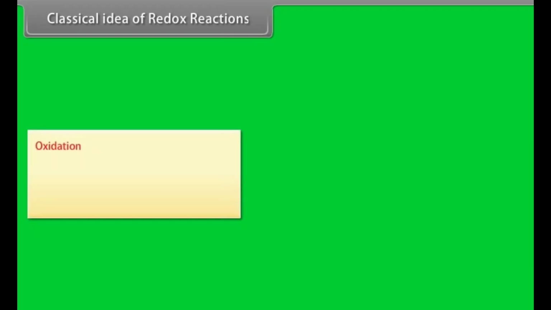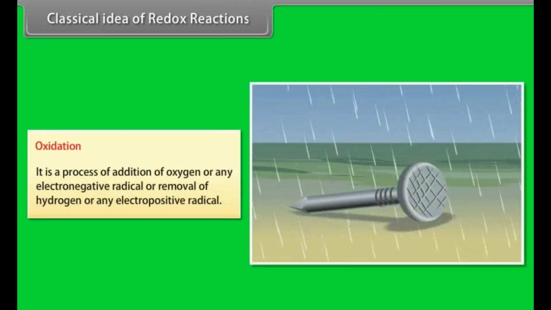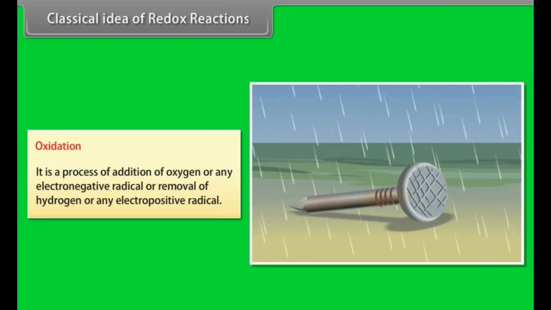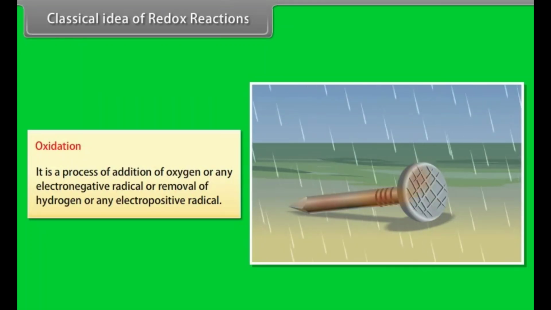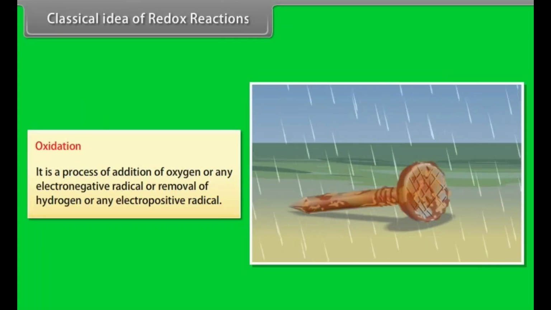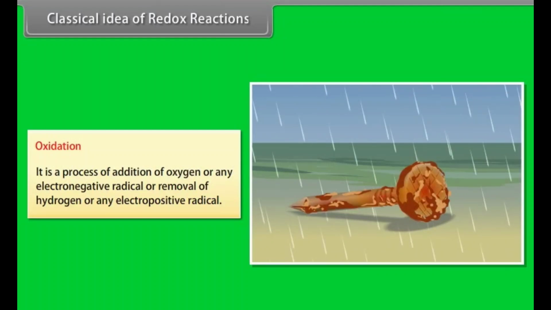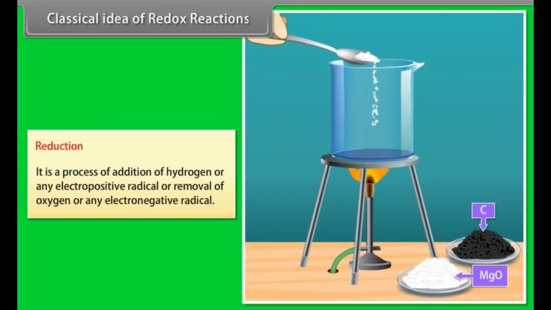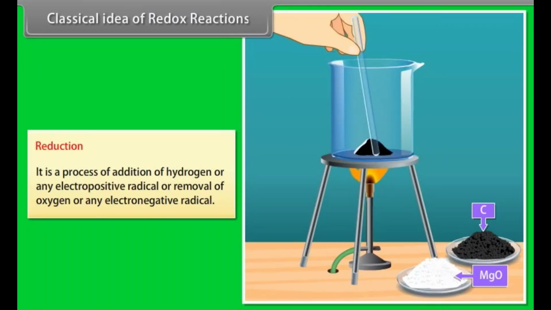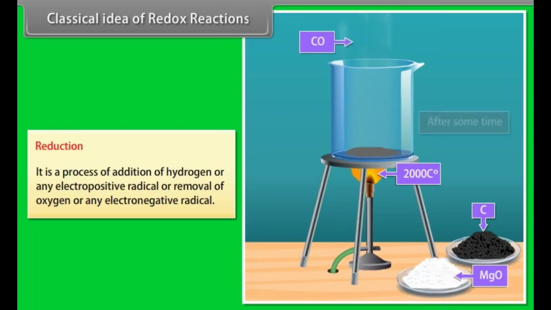Classical idea of redox reactions. Oxidation. It is a process of addition of oxygen or any electronegative radical, or removal of hydrogen or any electropositive radical. Reduction. It is a process of addition of hydrogen or any electropositive radical, or removal of oxygen or any electronegative radical. Let us take some examples for better understanding of the redox reaction.